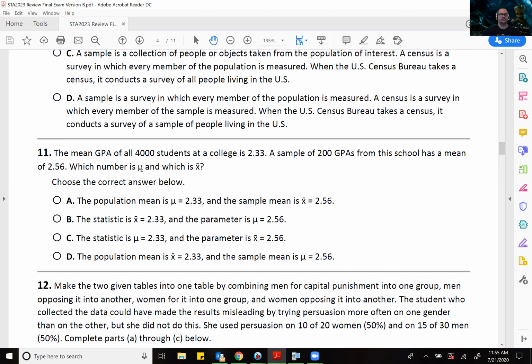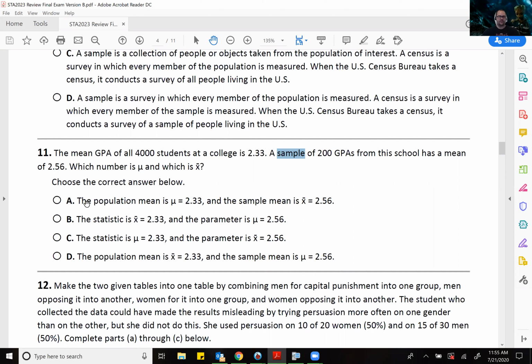Okay. So right up here, this says the mean GPA of all. That's the key word right there. So that means this is population information right here. So the mean GPA of 4,000 students at a college is 2.33. That means 2.33 is mu. And then right here, keyword, sample. So that means this has to be the statistic. Okay. So this is the parameter. This is the statistic. This is mu, because mu is about a parameter. It's Greek. This is the X bar, because it's a sample, and English letters are samples.